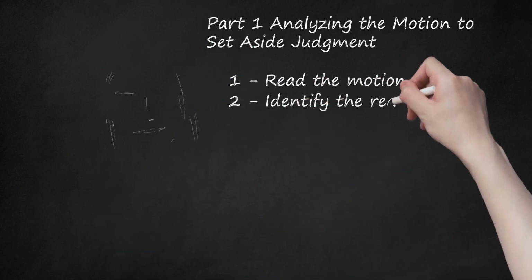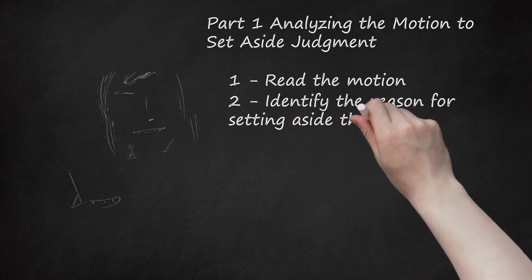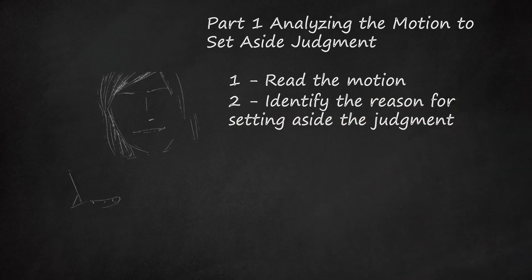2. Identify the reason for setting aside the judgment. A person can ask that a judgment be set aside only for limited reasons. Read the motion to find the reason. Generally, a party will ask that the motion be set aside for one of the following reasons: mistake, surprise, inadvertence, or excusable neglect. New evidence has been discovered and it could not have been discovered in time to make a motion for a new trial.